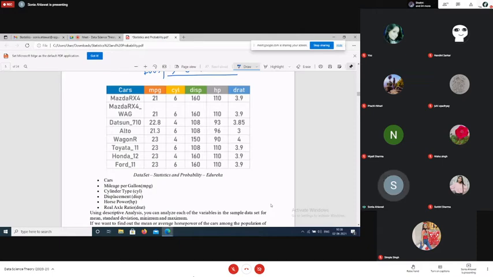So this is a small data set. You have to calculate the mean. Mean का मतलब क्या हुआ? You will be calculating mileage का mean निकालोगे, सिलेंडर का मीन निकालोगे, डिस्प्लेसमेंट का मीन निकालोगे, हॉर्स पावर का निकालोगे एंड फाइनली द रियर एक्सल रेशियो का निकालोगे.